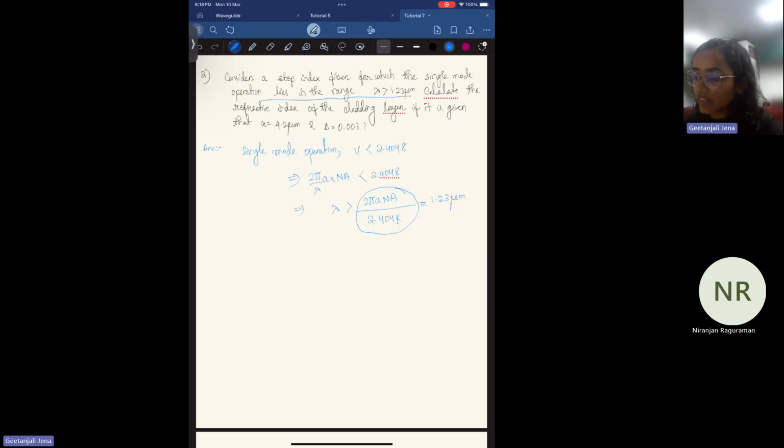So we need to find out what is the value of N2. If we recall, we know delta is N1 square minus N2 square over 2 N1 square. So root of N1 square minus N2 square, which is the numerical aperture of the fiber, is equal to N1 root 2 delta.